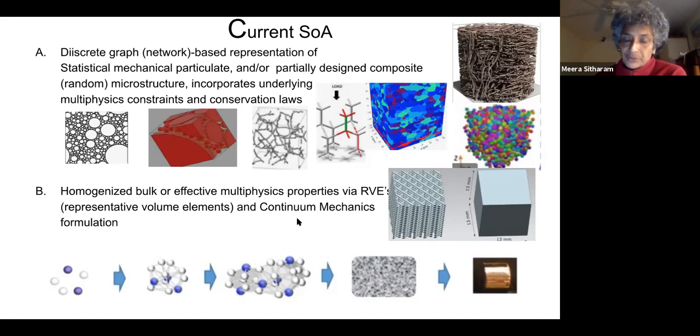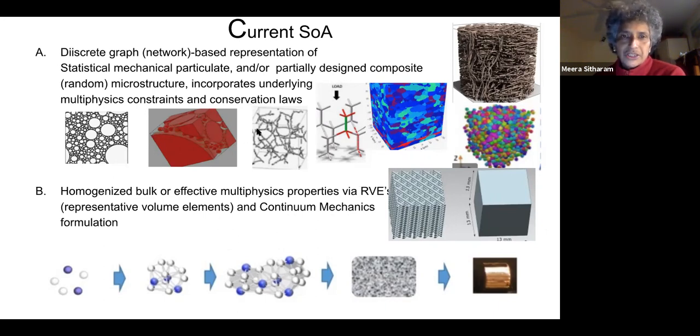then what they do is, once you have this representative volume element and a homogenized bulk representation, you then have a continuum mechanics formulation of your physical property. So now you started out with some kind of a discrete or particulate structure, and you converted it into some kind of a continuum mechanics formulation of the same physical properties.